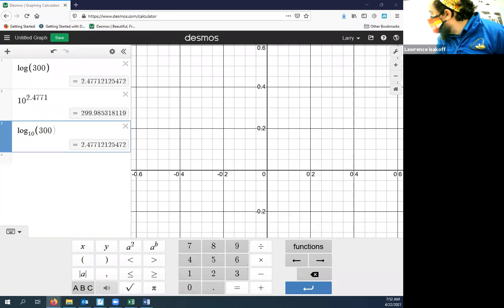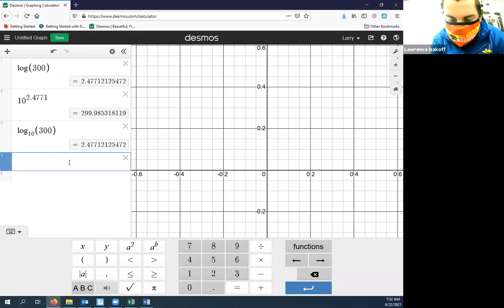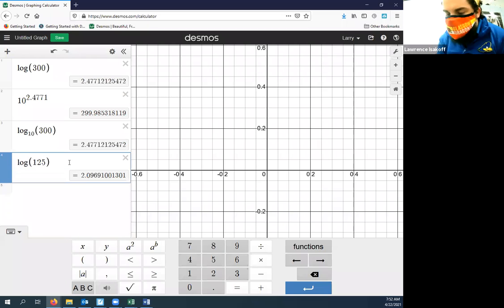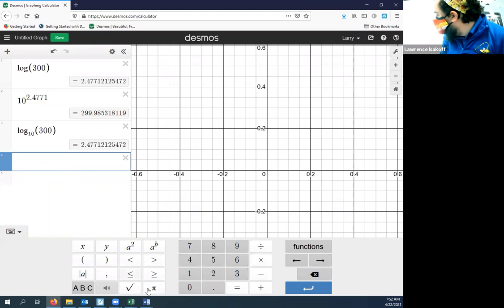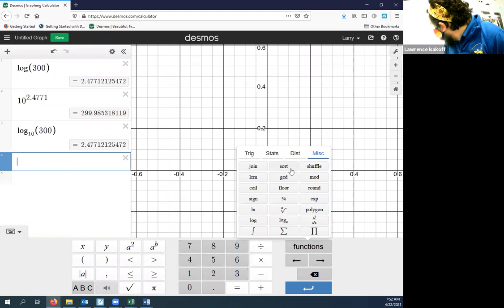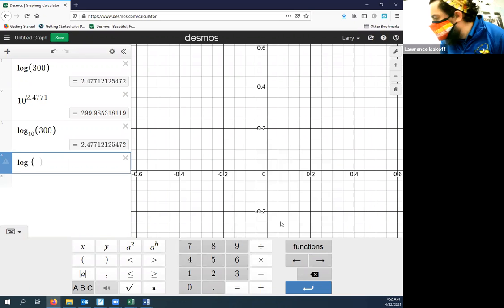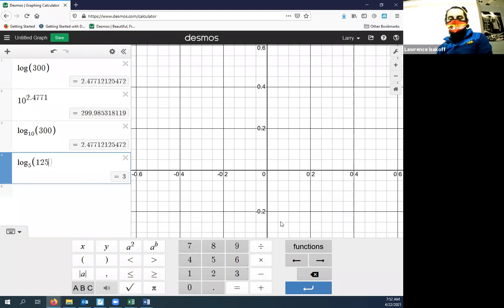If you wanted to see, like the last problem, that was log base 5. If I did log of 125, we see that's way off. But if I change that base to say log base 5 of 125, I do see we get 3. So doing the change of base in other calculators is slightly more complicated.